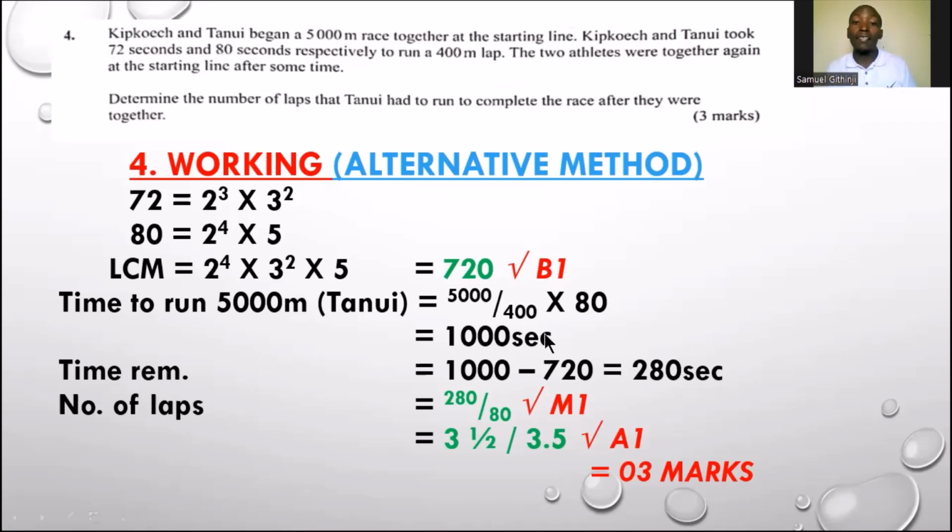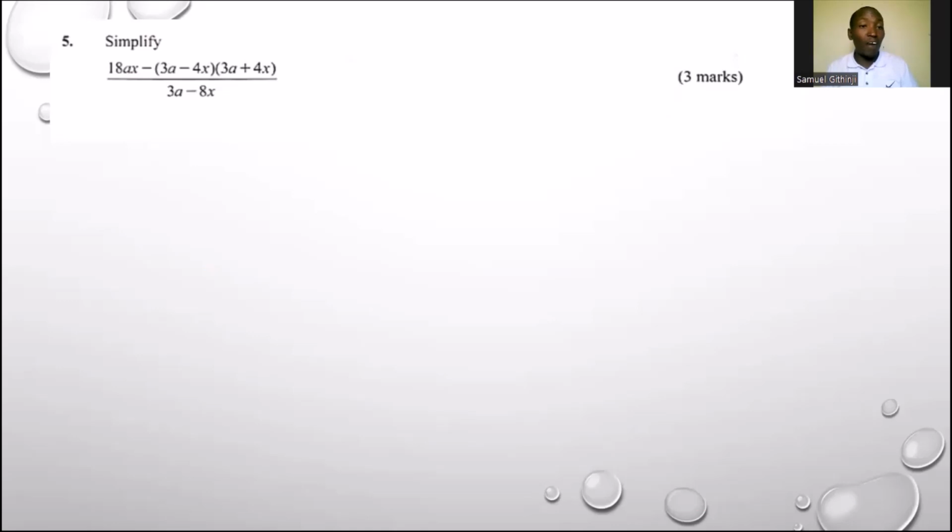Now, the 720 represents the time taken for these athletes to go around the field before they are together again at the starting point. So if I subtract the time they will be together again at the starting point, then I'll have 280. What does that mean? It means this is the time remaining for Tanui to run. So 280 divided by 80, you get that time is enough for Tanui to go through the field 3.5 laps or times. That is all. Okay, we move on with question number 5.